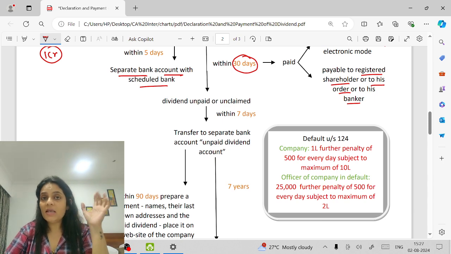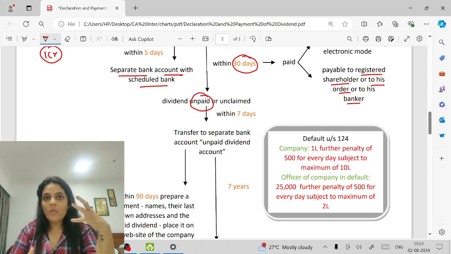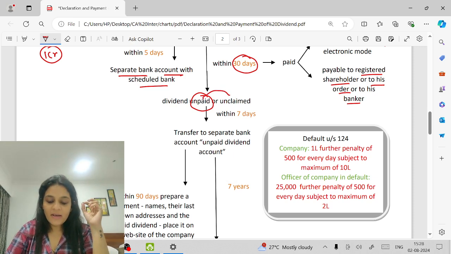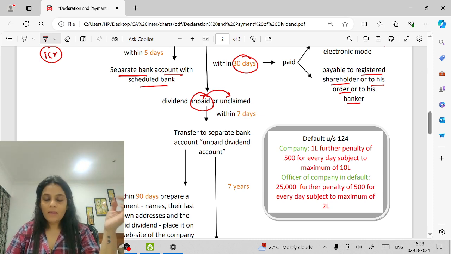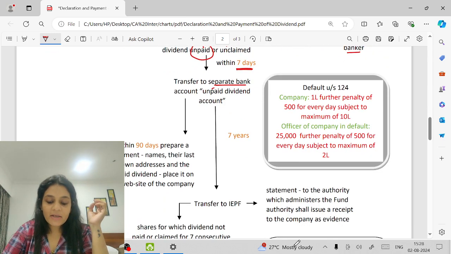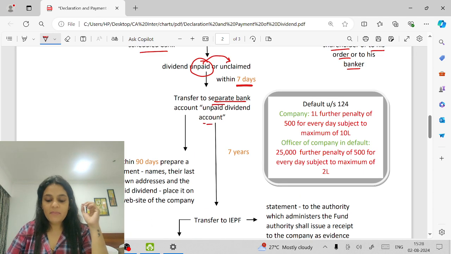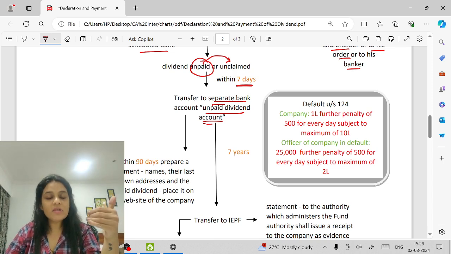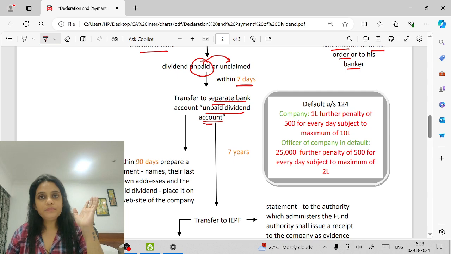If within 30 days any money remains unpaid or unclaimed. Now, if I read the word unpaid, it looks like the company has not paid it. But here, the word unpaid is not used that way. It has been taken as the shareholder has not claimed the money. Then within the next 7 days, the money shall be transferred in a separate bank account called the unpaid dividend account. If any member is claiming this money, he can come with his documents, prove it, and take the money.